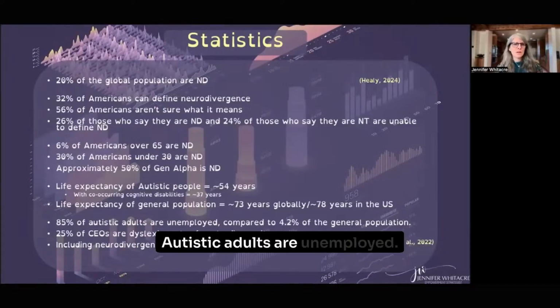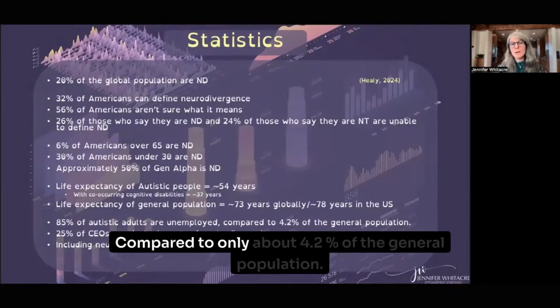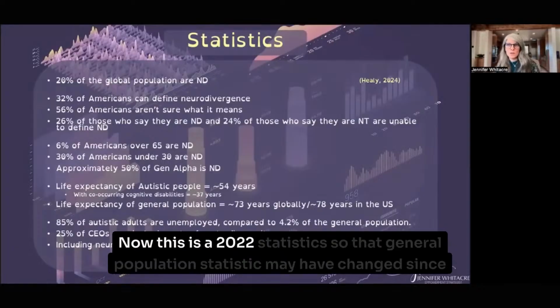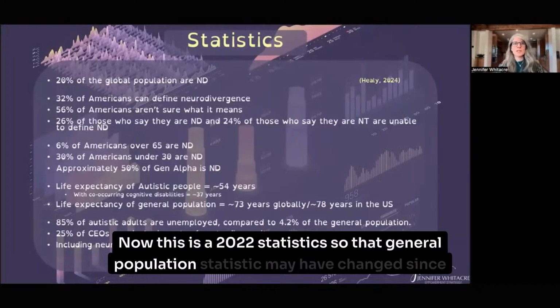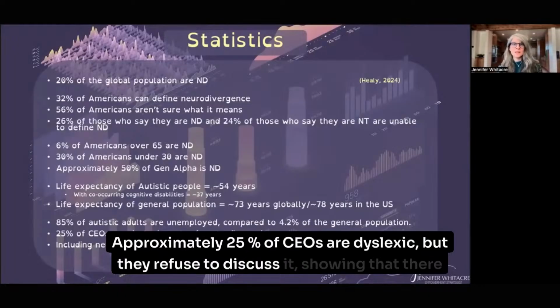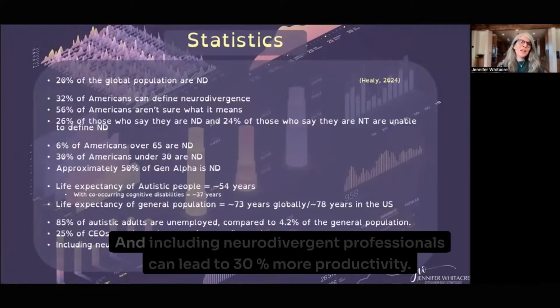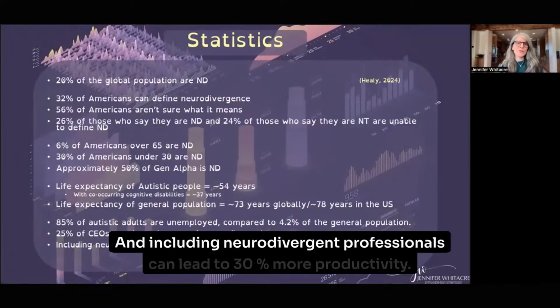Autistic adults are unemployed. I think I messed up on my enunciation there, sorry. Compared to only about 4.2% of the general population. Now, this is a 2022 statistic, so that general population statistic may have changed since then. Approximately 25% of CEOs are dyslexic, but they refuse to discuss it, showing that there is strength in neurodivergence, and including neurodivergent professionals can lead to 30% more productivity.